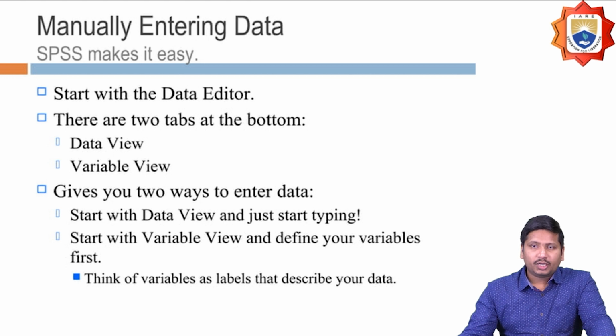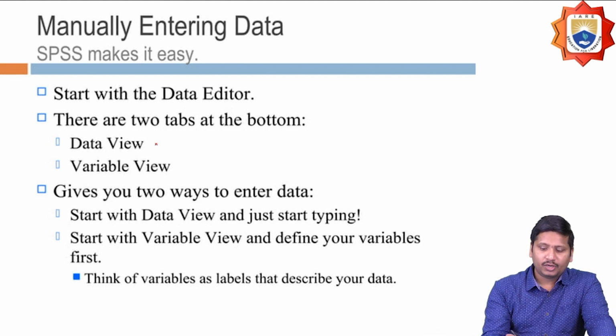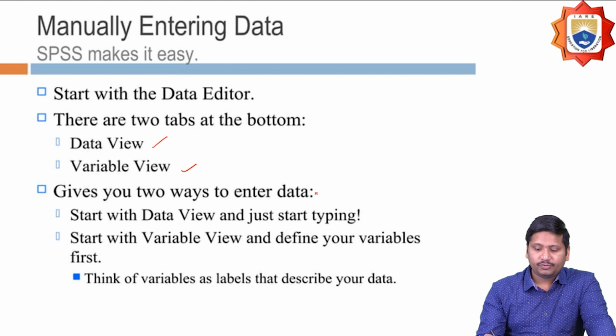So how can this be done? Here you can do it manually. Start with the data editor, where there are two types of tabs at the bottom: the data view and the variable view. There are two ways of entering the data.